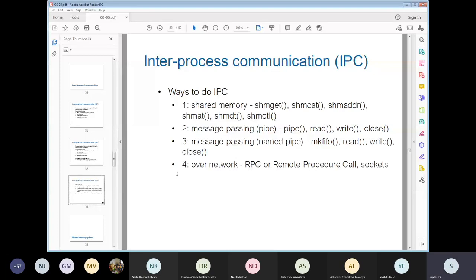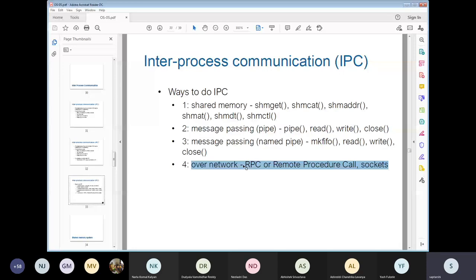So here are 4 ways of doing IPC: shared memory, message passing, which has 2 variants. One is called a pipe, another is called a named pipe, and finally over network. As I said, this 4th way of doing inter-process communication over a network, that means 2 processes running on 2 different machines, we won't cover in this course. This is what you will learn in the networks course. So we will see the first 3 now.